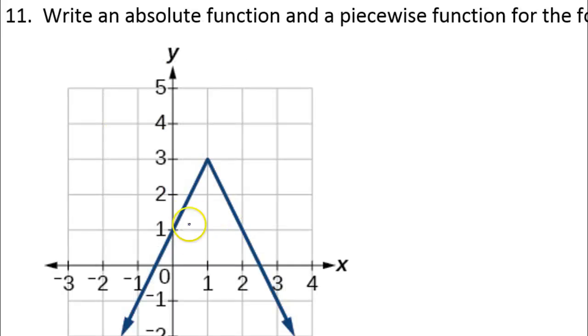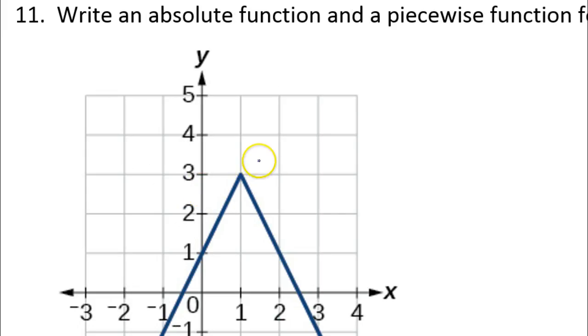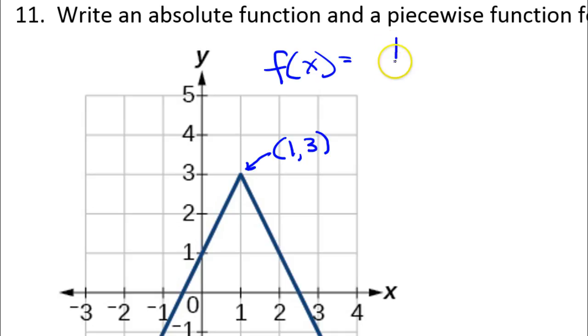Alright, so 2 more problems. So if we want to write an absolute value function for this graph, what you want to do is start with the vertex. Now, for an absolute value equation, we know where the vertex shows up. So I'm leaving a little space here for slope. Come back to that.